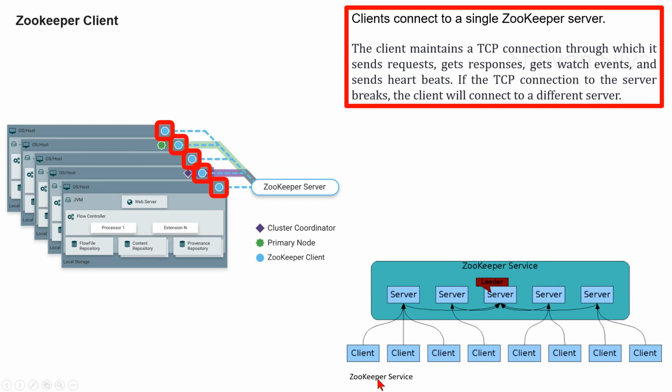Clients connect to a single Zookeeper server. The client maintains a TCP connection through which it sends requests, gets responses, gets watch events, and sends heartbeats. If the TCP connection to the server breaks, the client will connect to a different server.